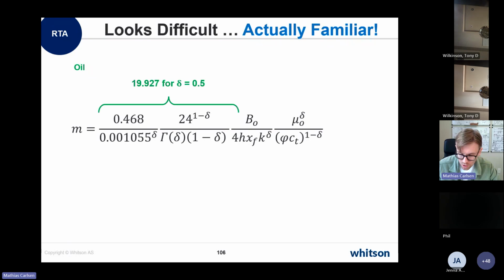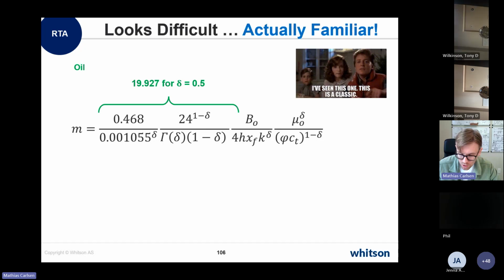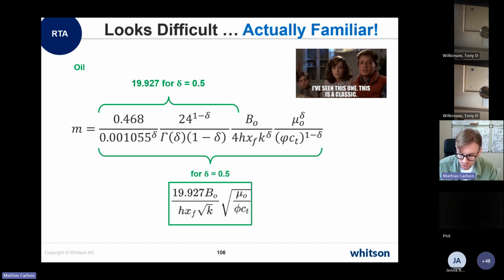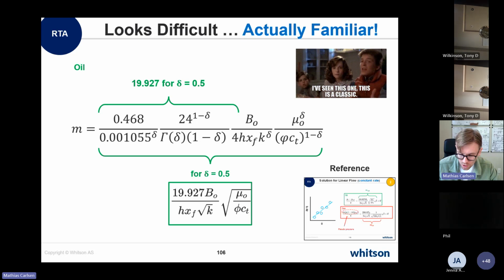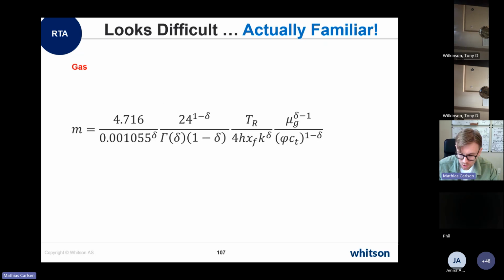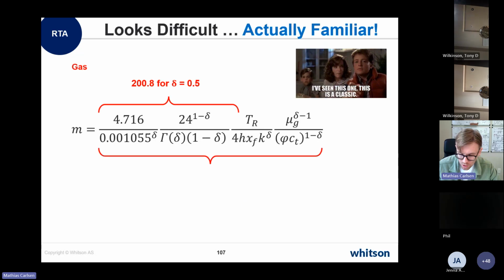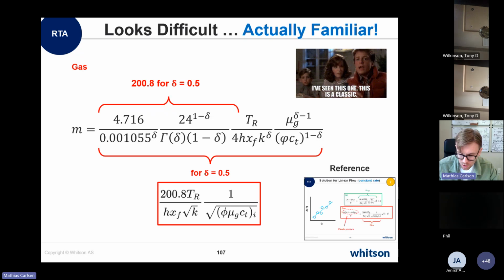Because if you plug this into Excel, if your delta is equal to 0.5, then this becomes 19.927. And we've seen this before, and that's essentially this guy. That's something we saw at an earlier slide. And the same goes for gas. If delta is 0.5, this becomes this solution right here that we also saw on an earlier slide. So we've all seen this before.